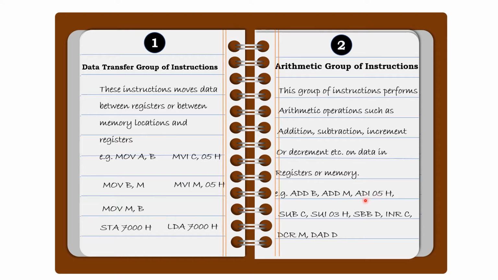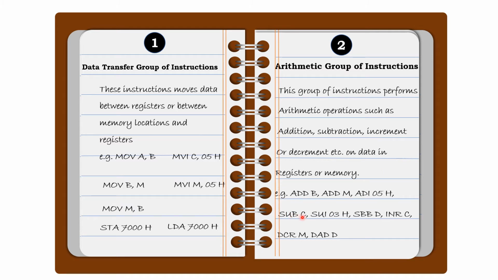ADI 05H is also an arithmetic group instruction which is used to add the 05 content directly with the accumulator. So with the help of this instruction I can add data directly with the accumulator. So it is add immediate 05 data with the accumulator.